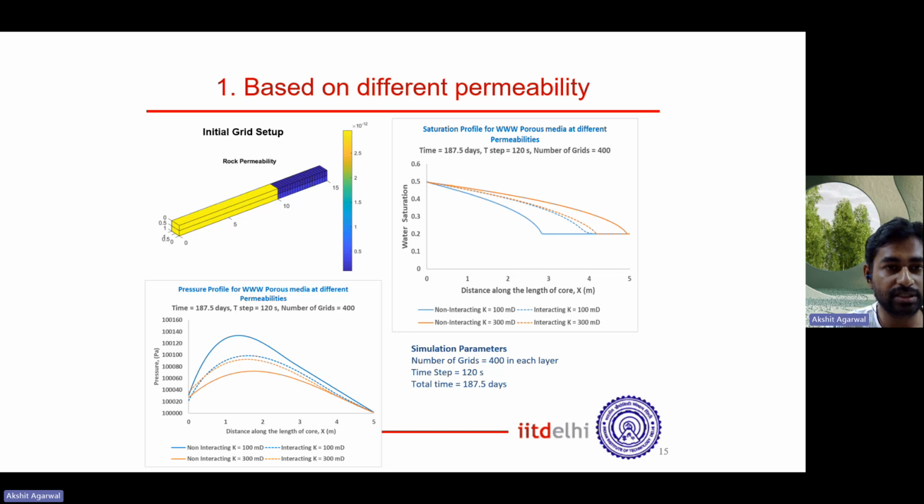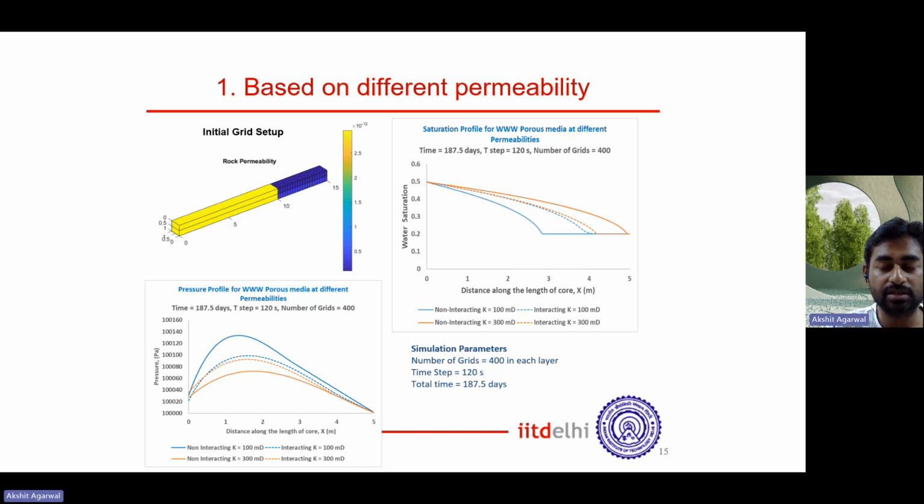The yellow portion shows the water tank, which has a higher permeability as compared to the core. For the core, we have two layers: the first layer has a permeability of 100 millidarcy, and the second layer has a permeability of 300 millidarcy. It is also important to note that all the other properties in both the layers remain consistent.